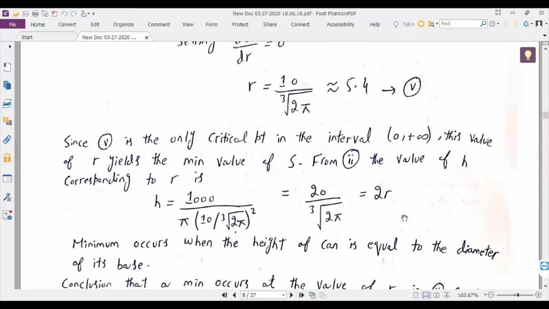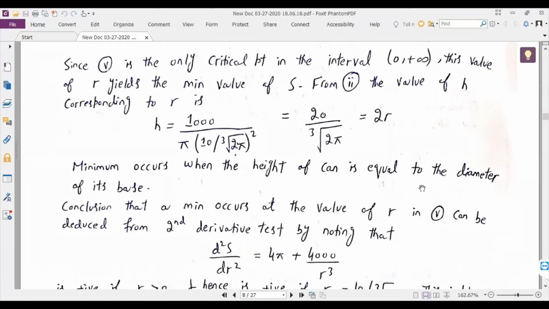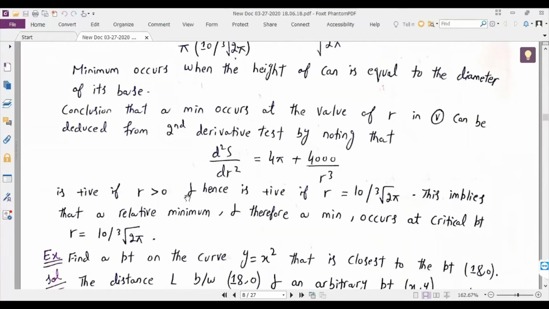So this means that the minimum occurs when the height of the can is equal to the diameter of its base. So how can I say that the value which I got is a minimum? What I'll do is, I can find this out by using the second derivative test.